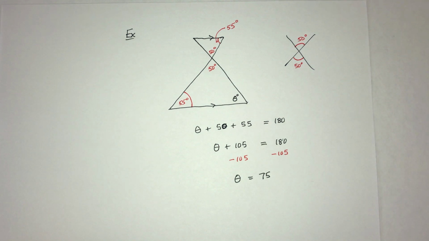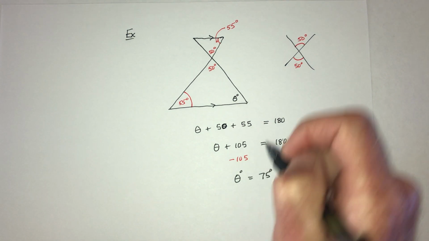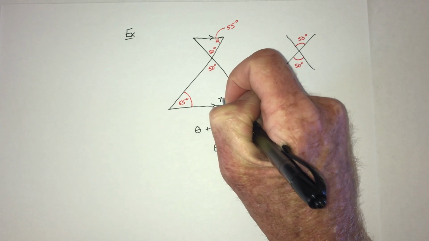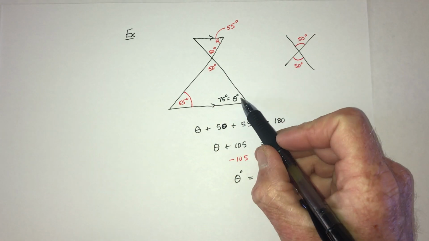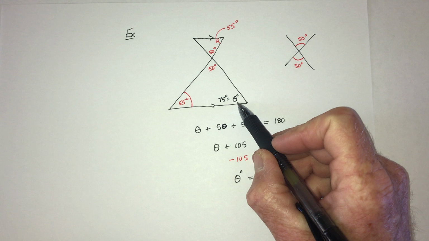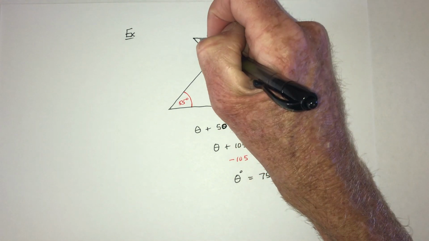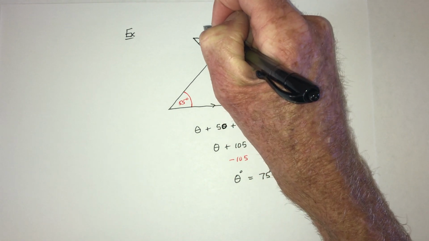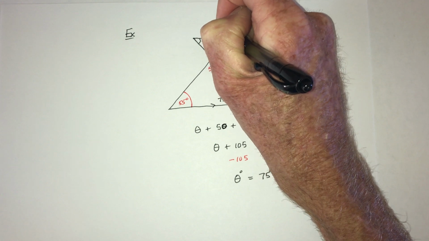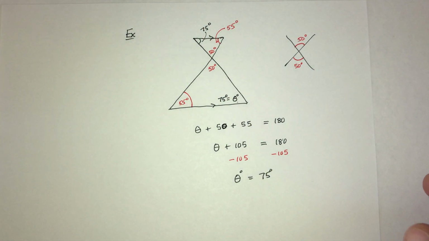So this one equals 75. And then this one is an alternate interior angle for this one. So that means this one is also 75. All right, we're now done with sections 1.1 and 1.2.